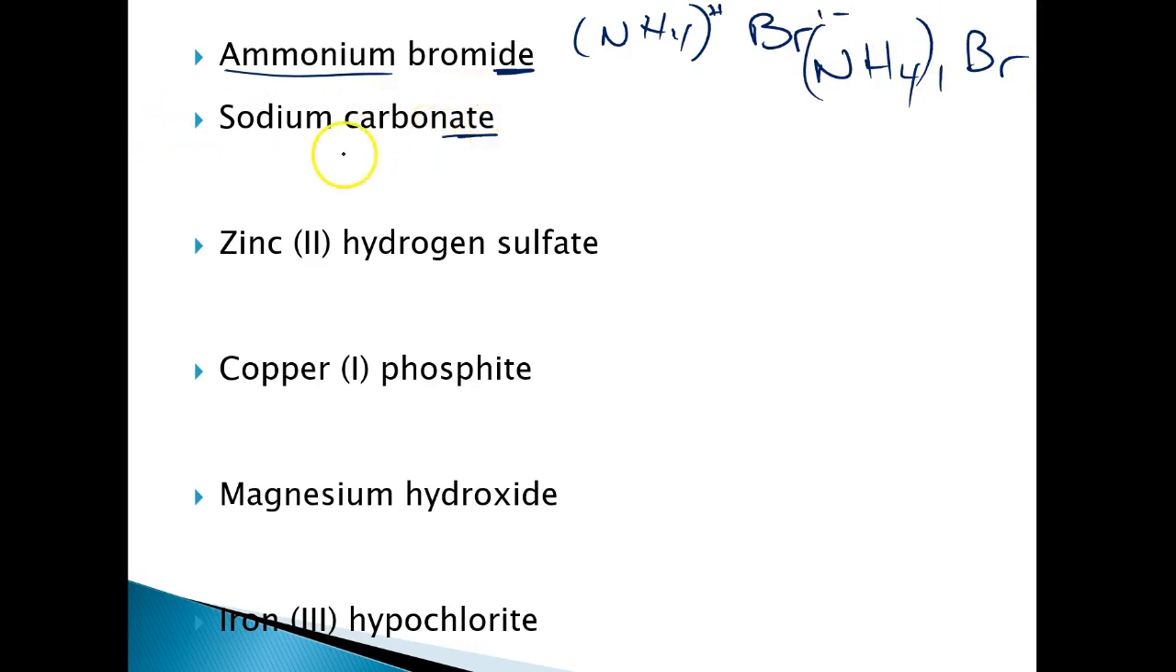Sodium carbonate tells me it's from sodium and carbonate. When I drop and swap, I get Na2CO3. Okay, I'm going to drop the parentheses and the 1.